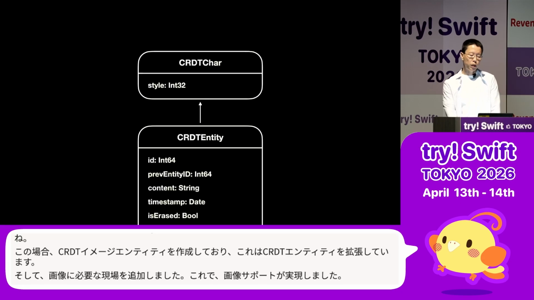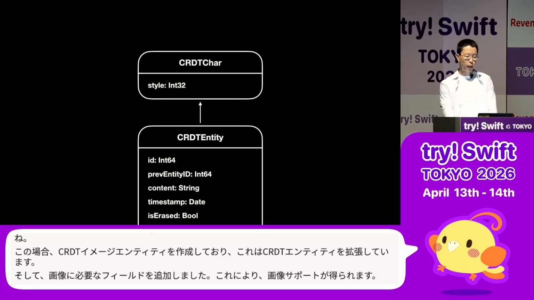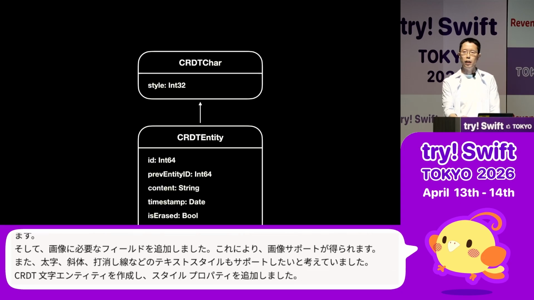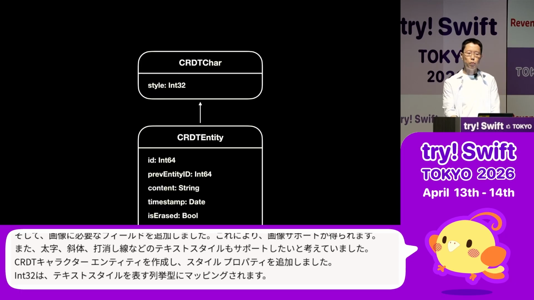We also wanted to support text styles, such as bold, italic, strike-through. So we created CRDT character entity and added a style property where int32 maps to an enum representing text styling. And that's it. We now have styled text support.